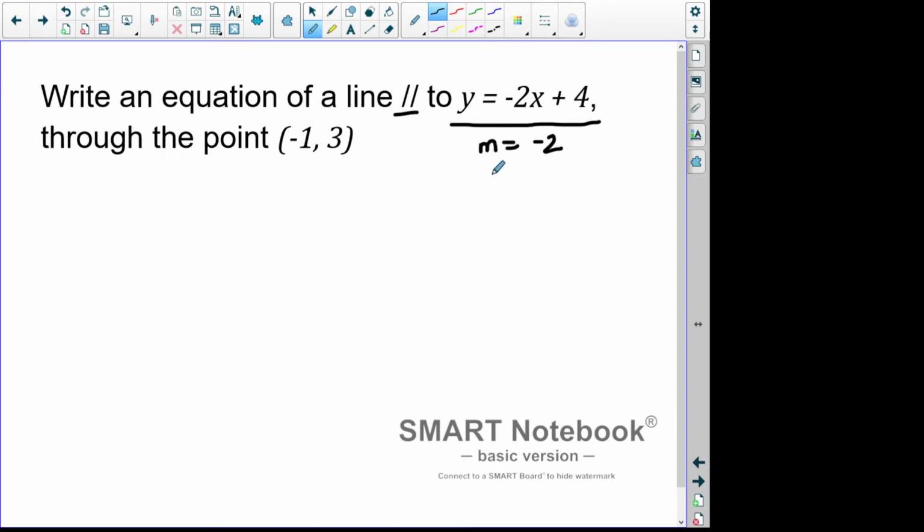Now, once I get the slope off of here, I know that my parallel line is also going to have a slope of negative 2. Okay. Now, I'm done with this. I don't need this line anymore. I don't need that slope anymore. I don't need any of that. I know that I have my parallel slope, and I know that I have a point that it's going through. So it's going to go through this point, negative 1, 3, and it's going to have a slope of negative 2.